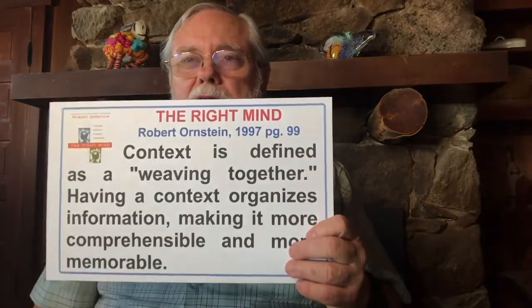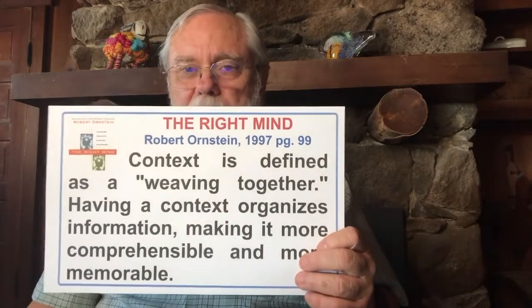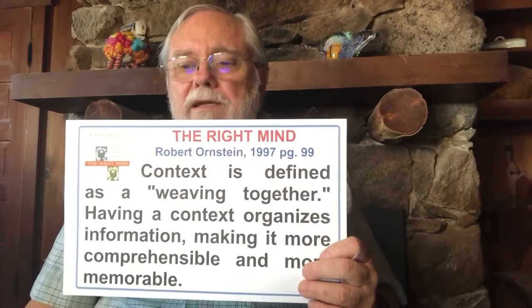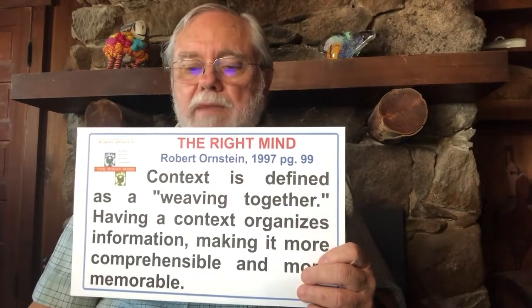Robert Ornstein is a researcher who pioneered the studies in how the right and the left hemisphere of the brain work differently but together in order to produce success for people. He tells us in his book, The Right Mind, that context is defined as a weaving together. Having a context organizes information, making it more comprehensible and more memorable.